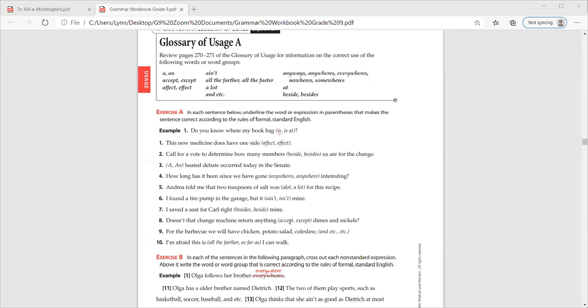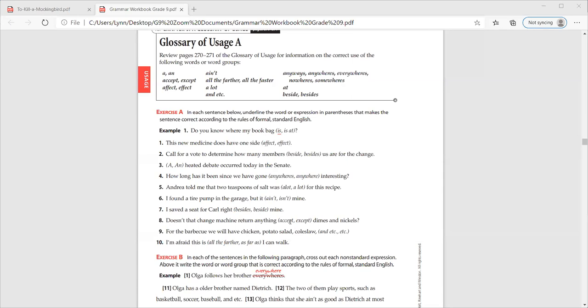All right, on page 270, we will start with a and an. These indefinite articles refer to one of a general group. Use a before words beginning with a consonant sound, and use an before words beginning with a vowel sound. Example, we saw a blue jay and an owl. A hawk flew over us an hour ago. You can see an is used before hour because hour begins with a vowel sound, okay? This is a one-way street. A is used before one-way because one-way begins with a consonant sound.